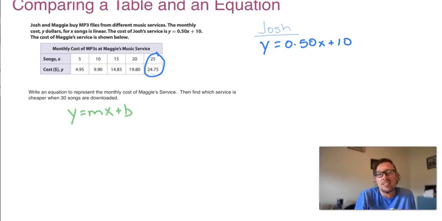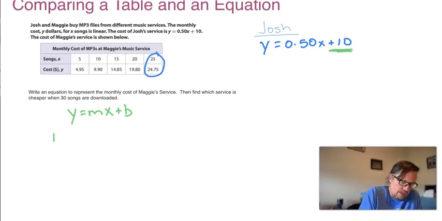Unfortunately, the table does not give me the y-intercept. It does not tell me the cost of 0 songs. We kind of think that the cost is going to be 0, right? If I buy 0 songs, it costs $0. That's not the case for Josh, though. Josh has a y-intercept of 10, which seems to indicate his music service, at least, charges some kind of subscription fee. Does Maggie's music service also charge a subscription fee? We don't know. Let's find out.